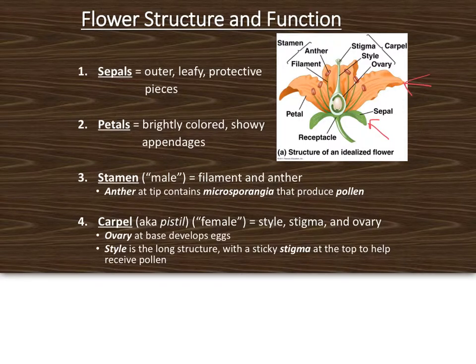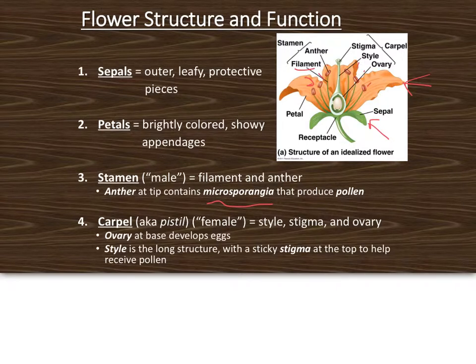Then you generally have several male parts called stamens. And a stamen is made up of a filament, which is the tall shaft, and an anther, which is at the top of that. And it is in this anther that we form pollen. And that comes from cells called microsporangia. So it's these stamens, these male parts, where we're going to find the pollen of the plant.